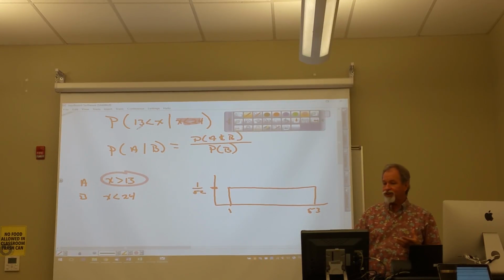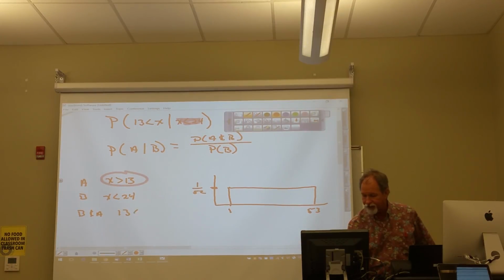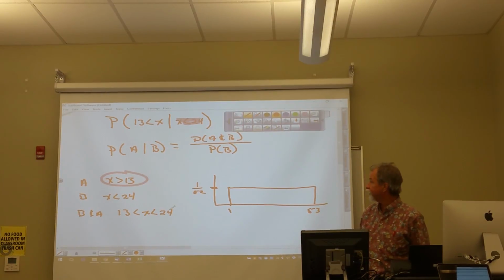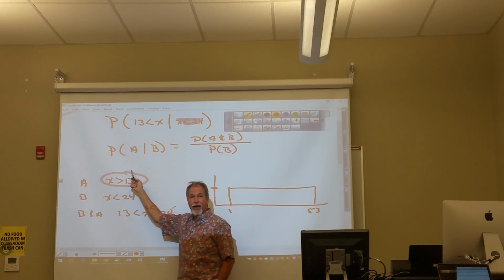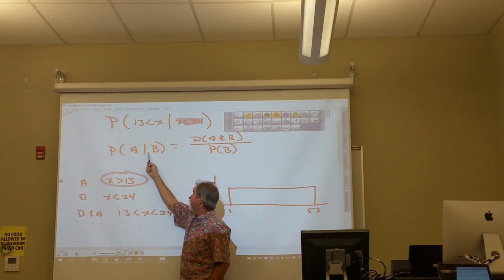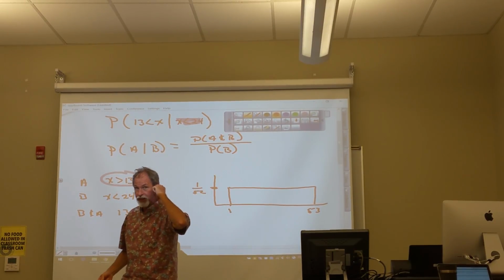So, all I gotta do is think about my probabilities of being this. B and A, or A and B, depending on how I want to say it, means that my X is between 24 and 13. See, I'm just going back and looking at this, which we learned in the last couple of chapters, right? Probability of A given B is probability of A and B divided by the probability of B.